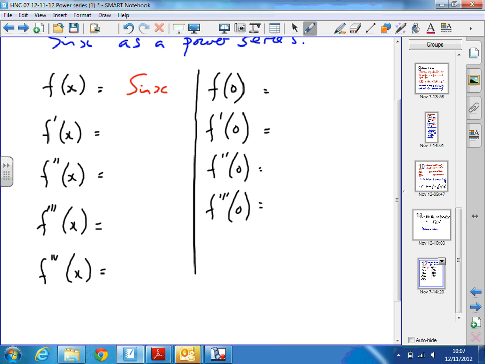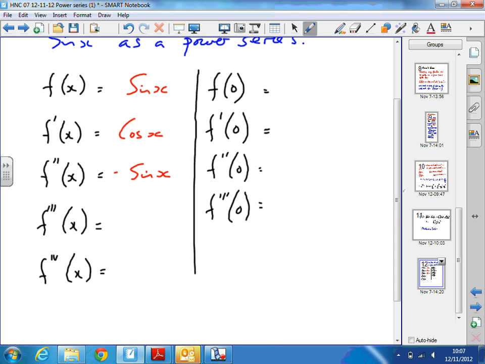So f of x is sine x, because I'm finding the power series for the sine function. F prime x, I write in here what the first differential of the sine is. What's the differential of sine? Cos. Now, to get the second differential, I differentiate this. What's the differential of cos? Not sine to the minus 1, minus sine. Cos becomes minus sine, yep. Sine to the minus 1 means something else, doesn't it? Inverse sine, yep.